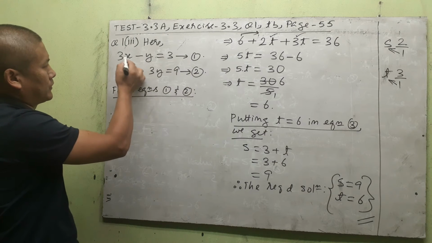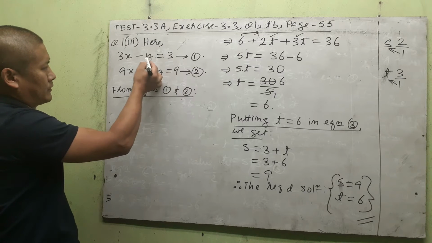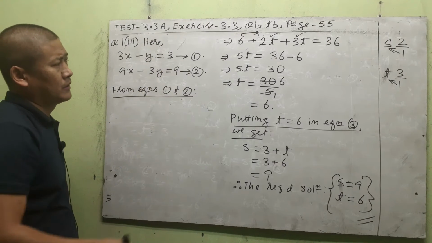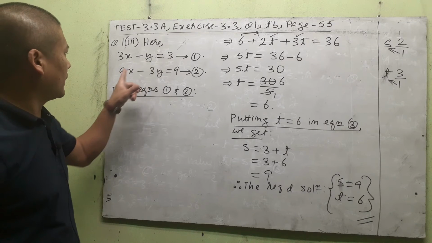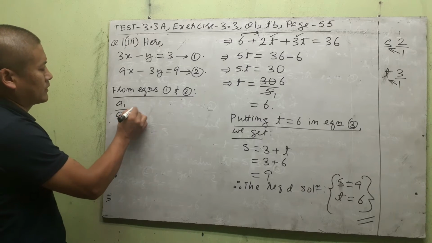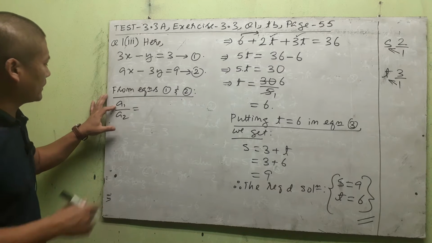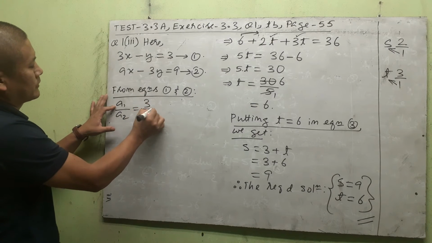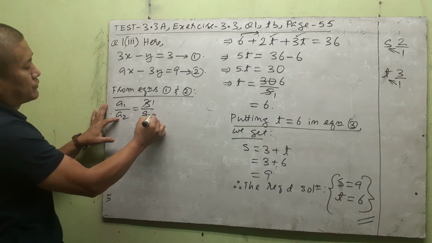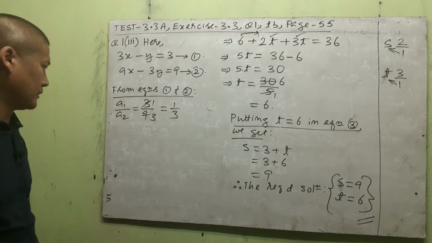Coefficient of x in equation 1 is called a1, so a1 is 3. Coefficient of y in 1 is called b1, so b1 is minus 1. And the number on the right side is called c1, so a1, b1, c1, a2, b2, c2. So a1 by a2 means coefficient of x in equation 1 and 2. In equation 1, coefficient of x is 3, in equation 2 the coefficient a2 is 9. 3 1s are 3, 3 3s are 9, so 1 divided by 3. Cancel it to the lowest possible, then 1 by 3 can't cancel anymore.